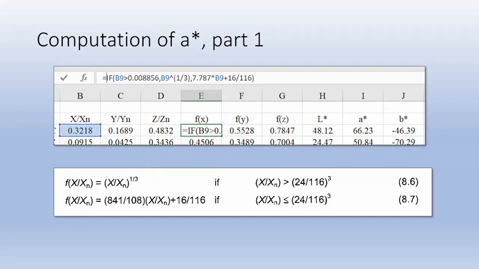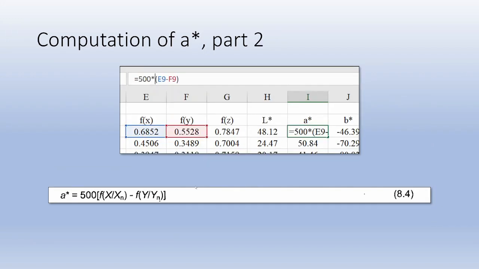And here is the first part of the computation for A star in the CIELAB system. We see that we have that same cube root function, only in this case it's applied to the X tristimulus value rather than the Y. This is the first part. And here's the second part. We're basically just taking the difference between X and Y, kind of similar to what was going on in the Elliott Adams paper from 1923, where he's doing the subtraction of the two signals, and then we scale it by some number.